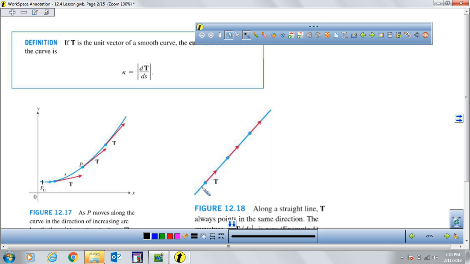So if you see on a straight line, let's say these are my tangent vectors. Okay, the derivative of the tangent vector right here is going to be 0 because the graph is not curving. So whenever the graph doesn't curve, that means the curvature is going to be 0.